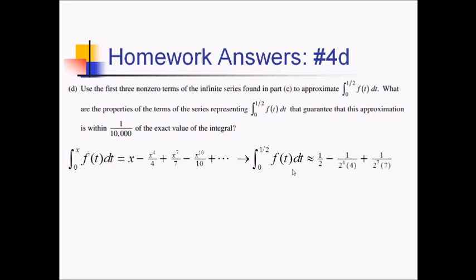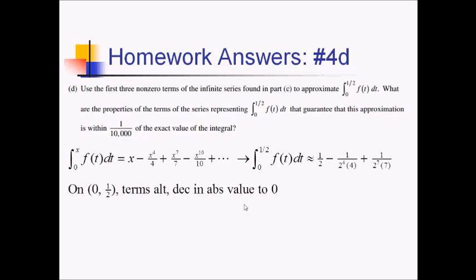Moving on now, what are the properties of the terms of this series here that guarantee this approximation is within 1/10,000th of the exact value of the integral? Okay, so taking a look at this particular series, one thing to notice is that these terms are alternating on the interval from 0 to 1 half. Also, as we move on and on, the terms get smaller and smaller in absolute value, because your denominator just keeps getting bigger and bigger. So these terms are decreasing in absolute value to zero.